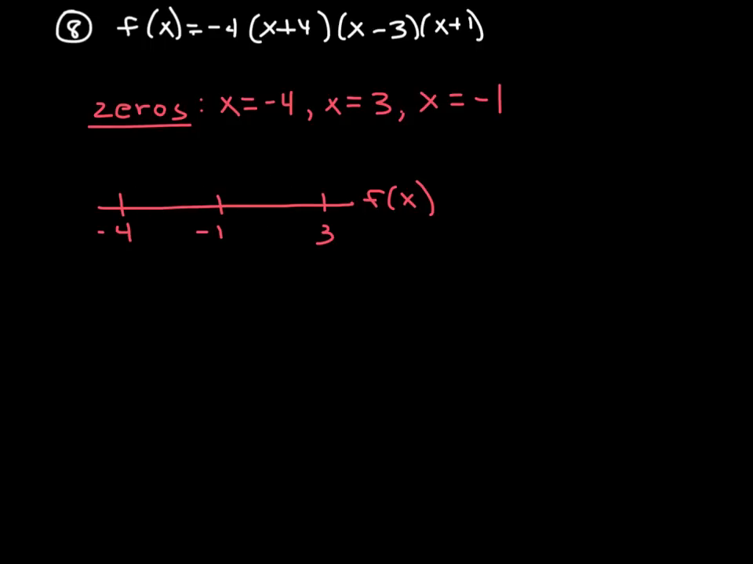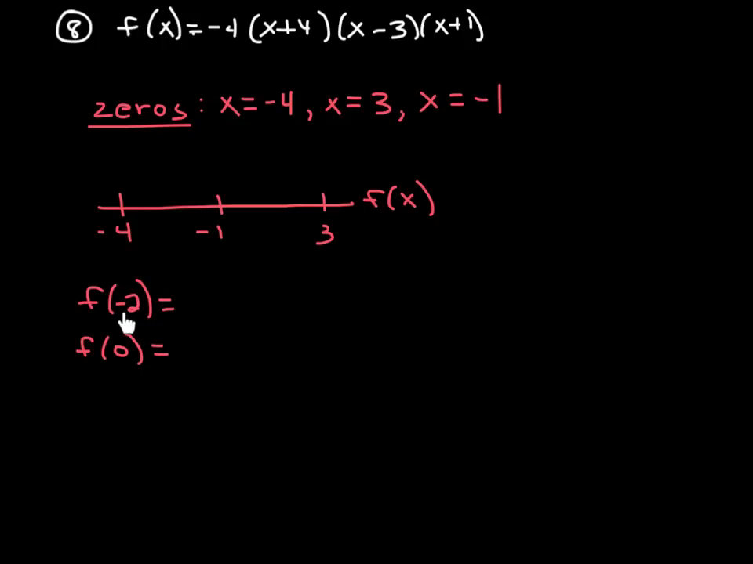If it didn't say between the zeros, we'd have to test one less than -4 as well as one greater than +3. So a number between -4 and -1 is -2, so we're going to find f of -2. And then I'm going to choose a number between -1 and 3, so I think 0 is an easy one to pick. All you're doing is taking these numbers and going back to the original function.